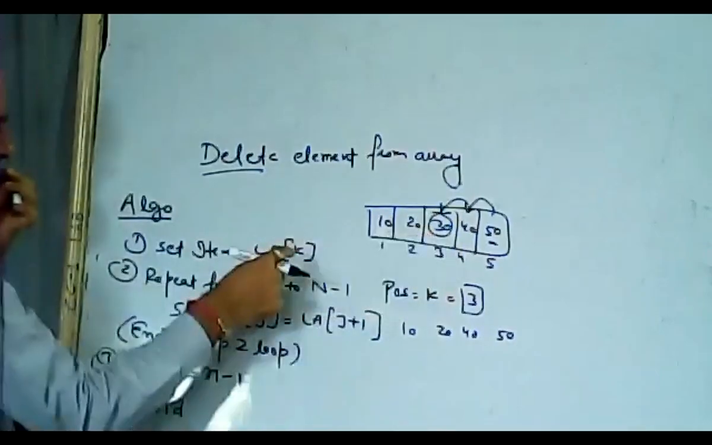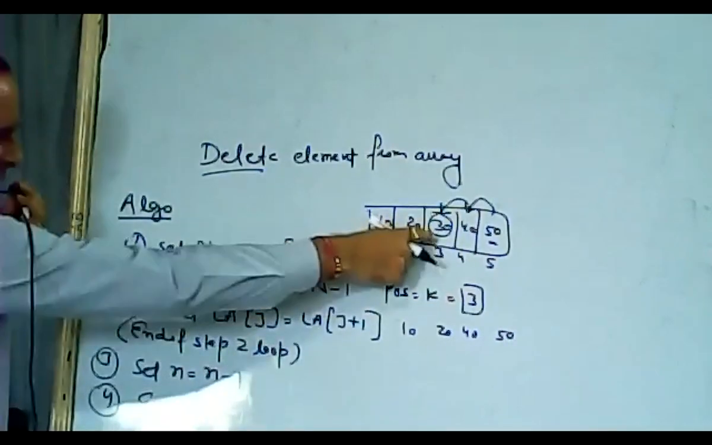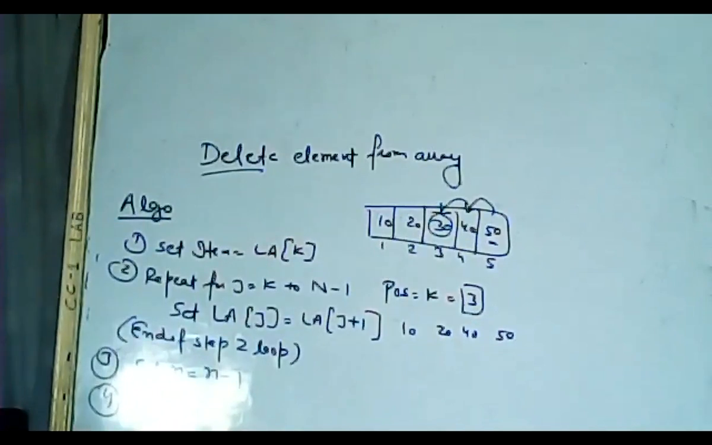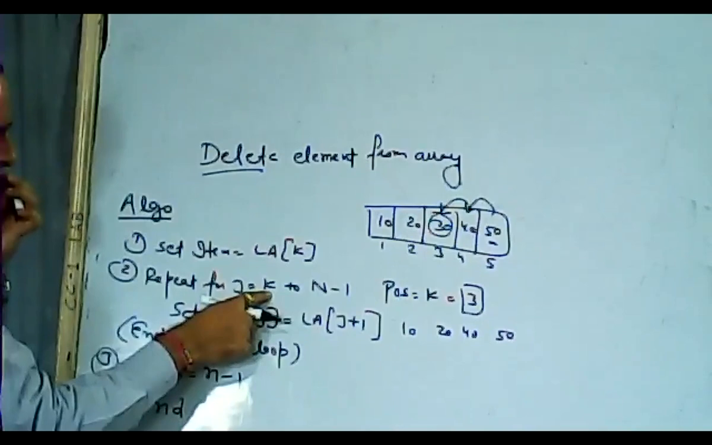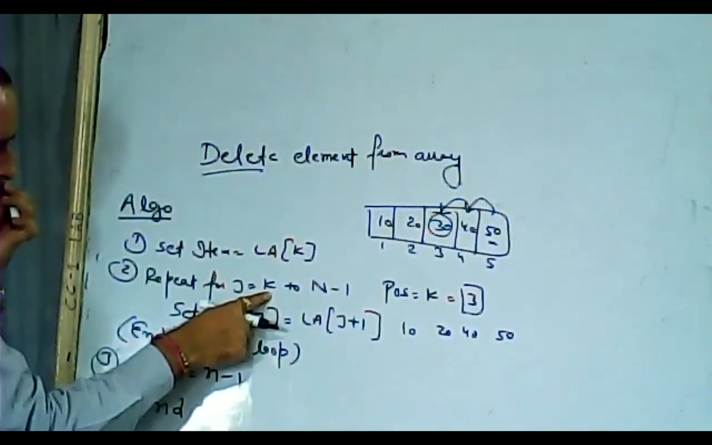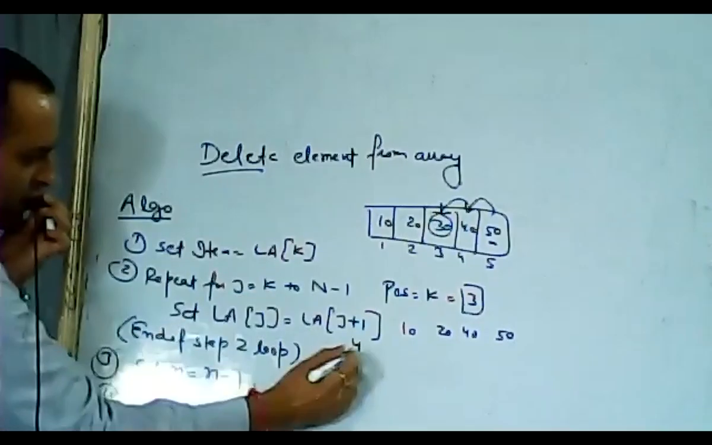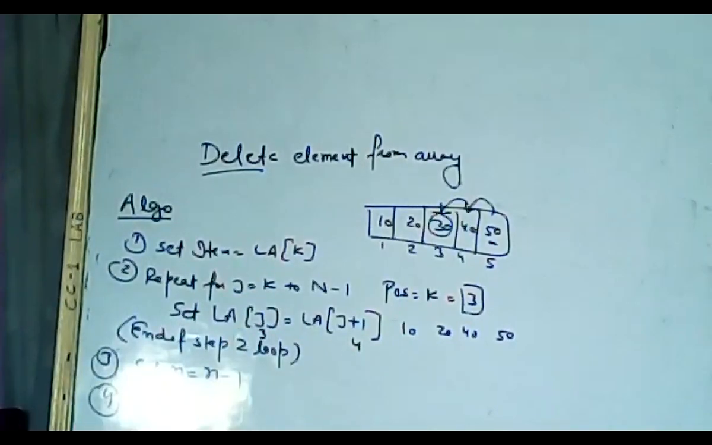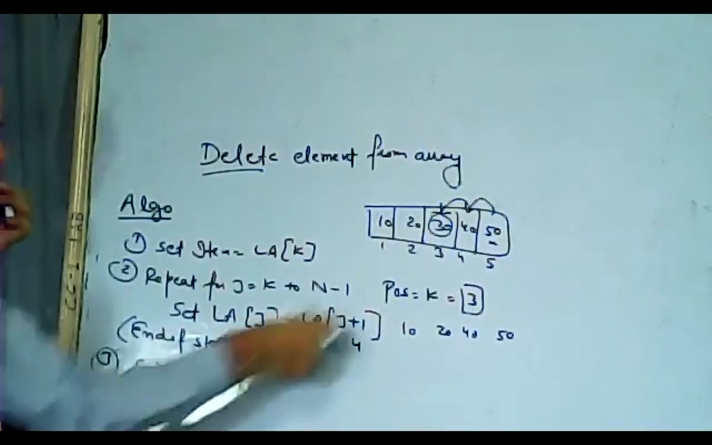3. Third. To LA of 3, that is 30, maine kis mein daali? Item mein, the item you are going to delete. Now K is 3, yes or no? Yes, sir. To 3 plus 1, 4 ko kis mein daalenge? This one. J ki value 3 hai na? K is 3, to fourth element ko third mein daalenge.